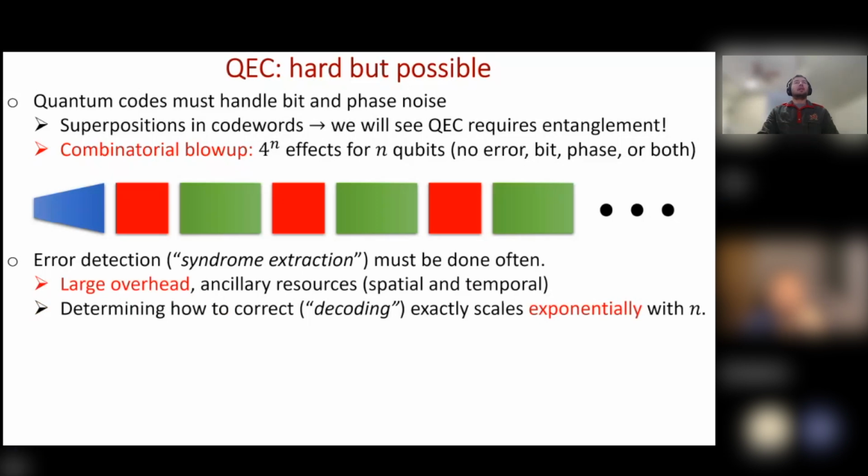So don't go into this thinking it's going to be cheap. Moreover, because of all this combinatorial blow-up business, exactly determining how to correct the error that you're given is very hard, as in complexity-theoretic hard, like sharp-P hard.